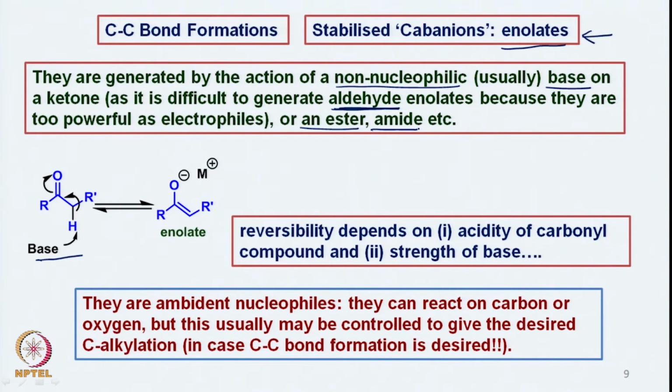Now the ketone and the enolate are reversible. Reversibility depends on the acidity of the carbonyl compound and the strength of the base. Obviously, if this hydrogen is very acidic due to the electron withdrawing nature of, say, R prime or even R, that can affect the electrophilicity of this particular carbonyl group, and thus the acidity of this hydrogen would vary depending on what substitutions we are putting around.